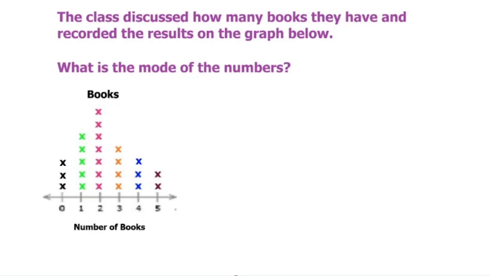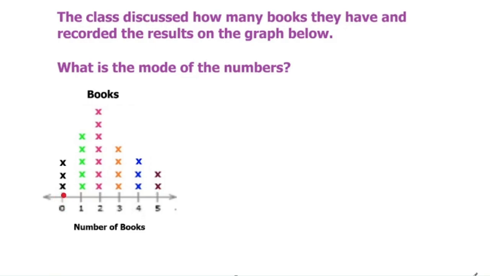In this video, we're going to interpret a graph to help us find the mode of a bunch of numbers. So if we have a problem like this that says the class discussed how many books they have and recorded the results on the graph below, what is the mode of the numbers? Each X represents a person, and the person marks down how many books they have.